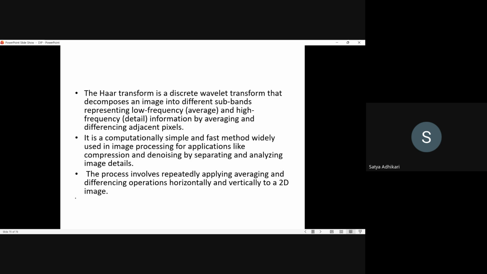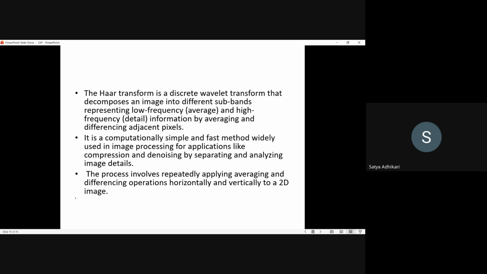So it is different from the Fourier transform and the discrete cosine transform. The Hart transform is a discrete wavelet transform that decomposes an image into different subbands representing low frequency and high frequency detail information by averaging and differentiating adjacent pixels. So it decomposes the image into different subbands. How is the subband calculated? You take the average value of the low frequency or high frequency value.